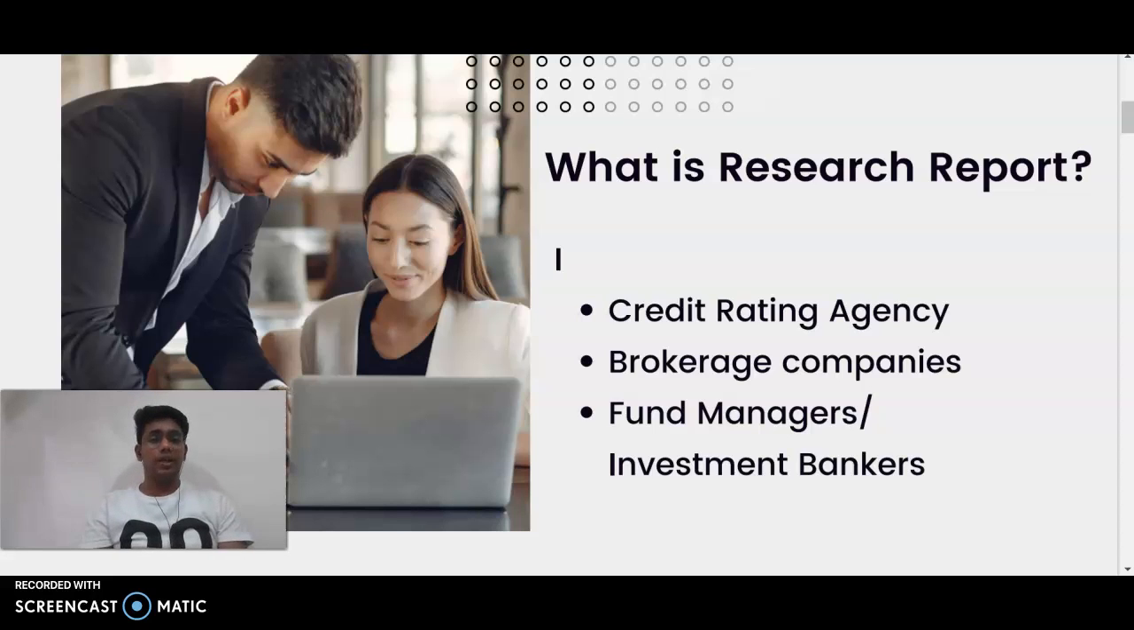Next are brokerage companies: ICICI, HDFC, Motilal Oswal, or any big company handling a large chunk of money and releasing reports for their clients. They are not quick to update; it's one, two, three days late, but they are very accurate. You must read them. Fund managers and investment bankers are a major part of the market. They have very good information about the market and handle a major chunk of the portfolios of high net worth individuals.